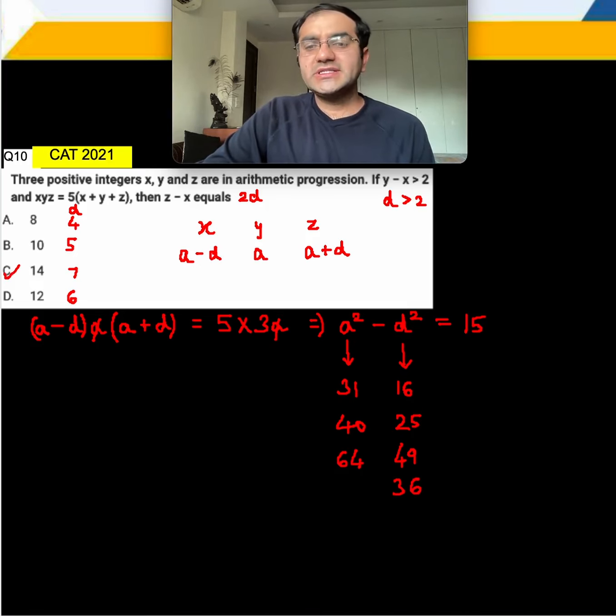6 square 36 plus 15 is 51. 51 is not a perfect square. And so the answer is C for question number 10. And that's a nice question.